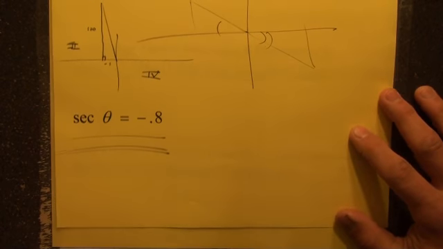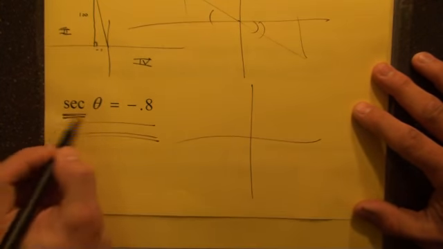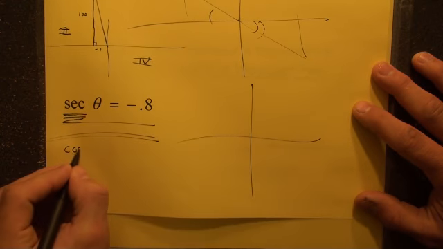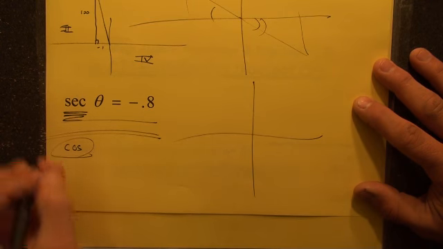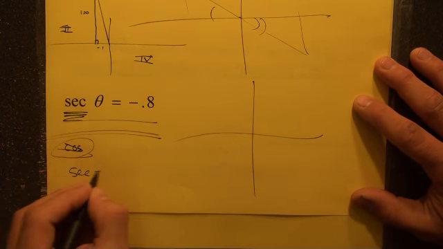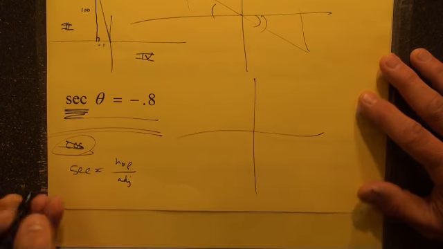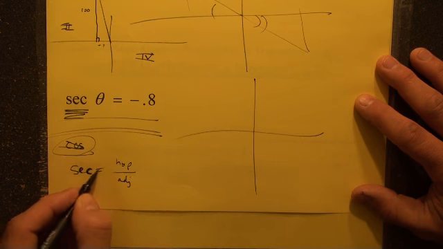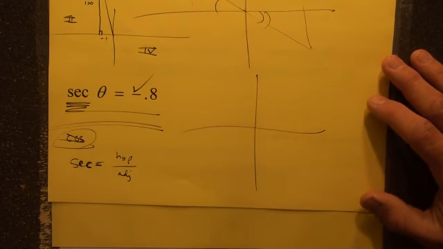Alright, secant theta equals negative 0.8. Is this possible? Well, secant, what is secant? It's the inverse of cosine. What's cosine? Well, cosine is adjacent over hypotenuse, so therefore secant is hypotenuse over adjacent. Okay, well, is it possible for secant to be negative? Yes, it could be negative.